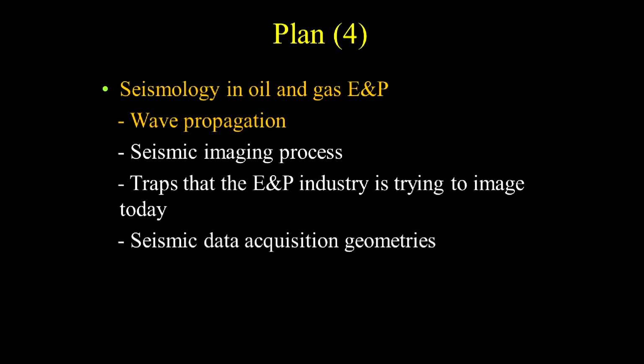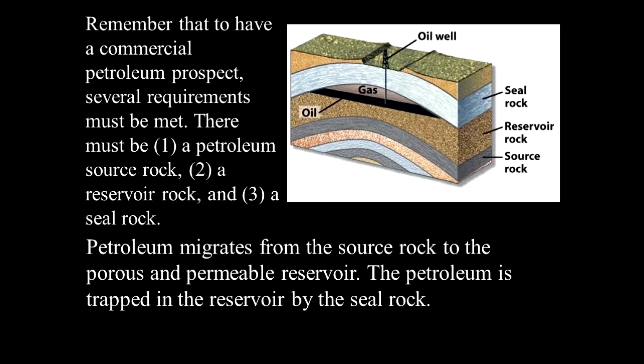We are going to focus here on the basic principles of petroleum seismology. Remember that to have a commercial petroleum prospect, several requirements must be met. There must be: 1. A petroleum source rock, 2. A reservoir rock, and 3. A seal rock. Petroleum migrates from the source rock to the porous and permeable reservoir. The petroleum is trapped in the reservoir by the seal rock.